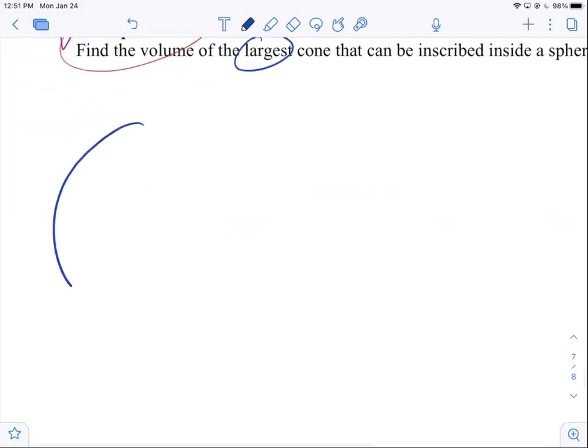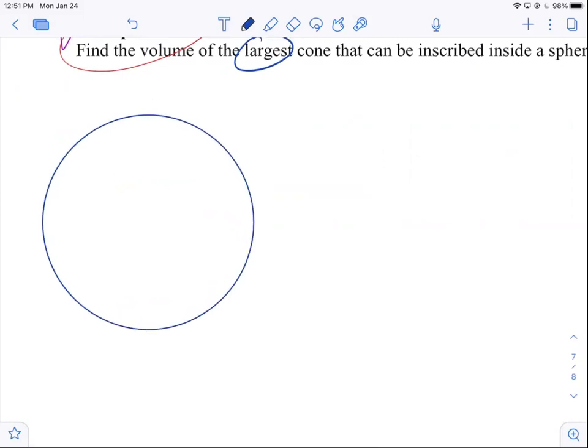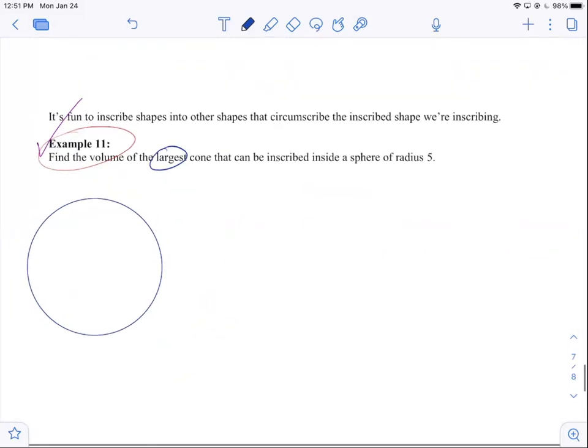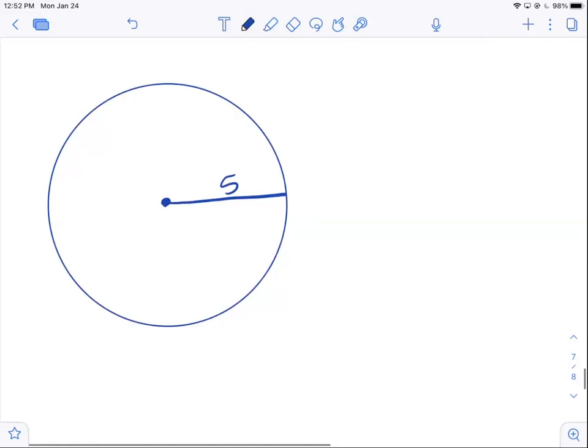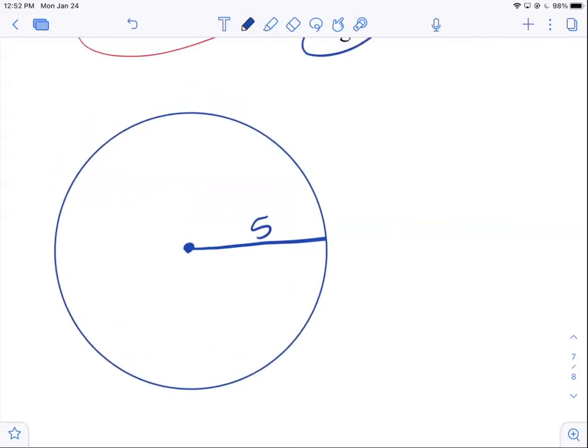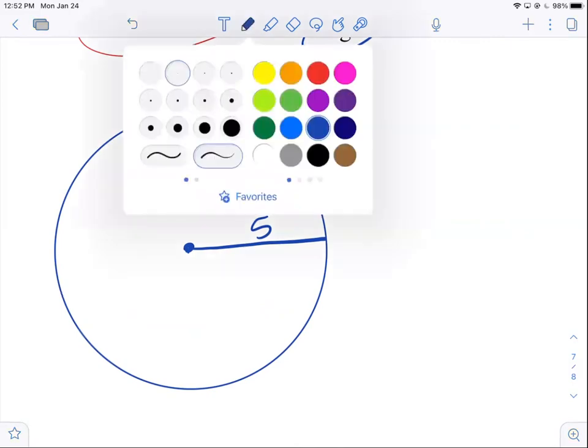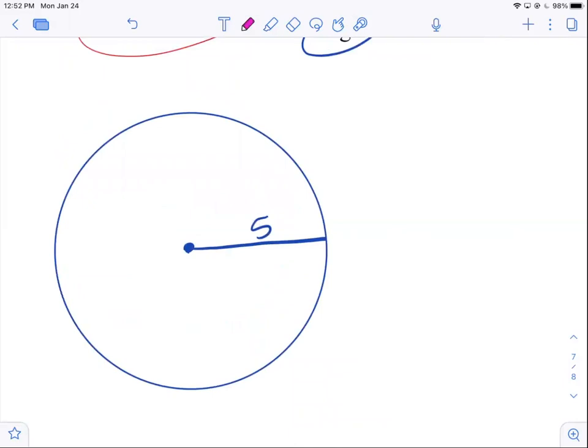Let's draw a sphere, but of course we're drawing a cross section of a sphere called a circle. And the radius is 5. So let me go ahead and establish that. I'm just going to draw this line right here, and we'll call that 5. Okay. We don't know if it's 5 inches, 5 miles, whatever, but there it is. Now I want to draw a representative cone that's inscribed. That means it's inside. So my cross section of a cone is going to be a triangle.